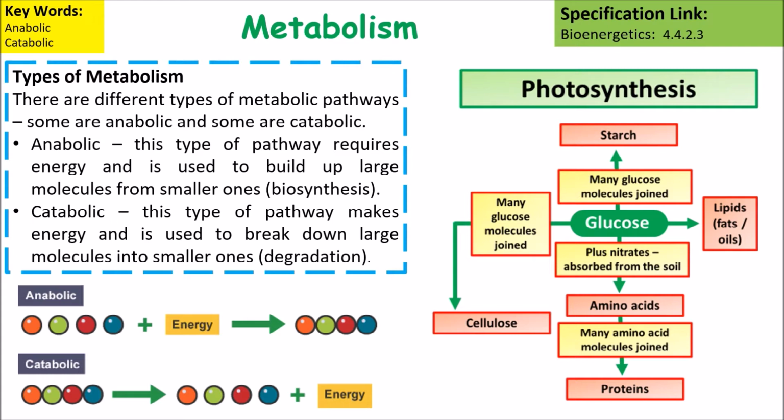There are a number of different metabolic systems that we need to consider. We've got the metabolic system in plants, so photosynthesis. This is where we can look at glucose being built into a number of different things. We can join them together to make starch and cellulose. They can join together to make lipids or fats. They can be reacted with nitrates to form amino acids, which will go and build proteins.